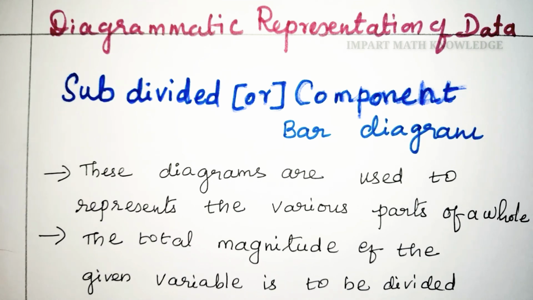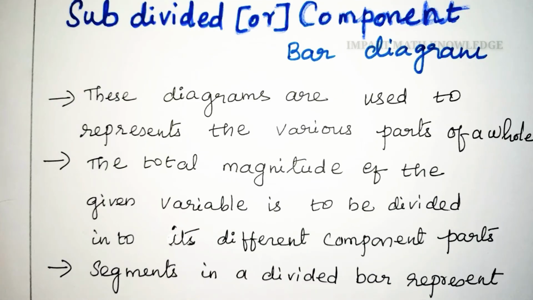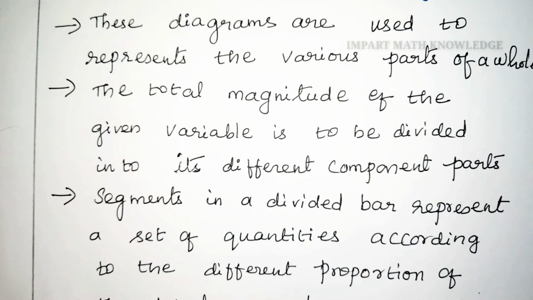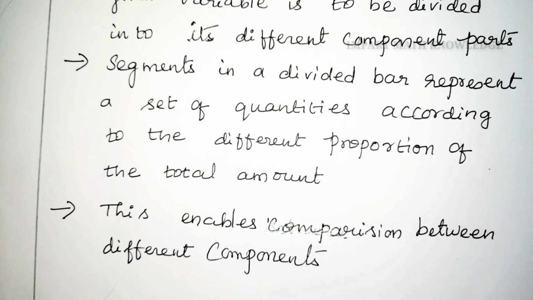Check my previous video for a simple and multiple bar diagram. This video is about subdivided or component bar diagram. These diagrams are used to represent the various parts of a whole. The total magnitude of the given variable is to be divided into its different component parts. Segments in a divided bar represent a set of quantities according to the different proportion of the total amount. Subdivided bar diagram enables the comparison between different components.